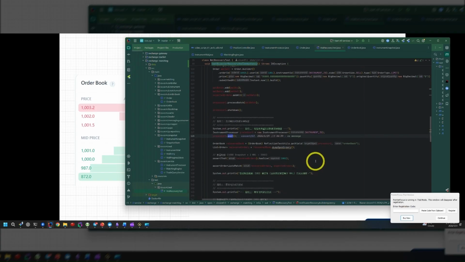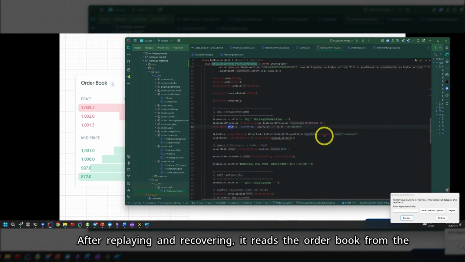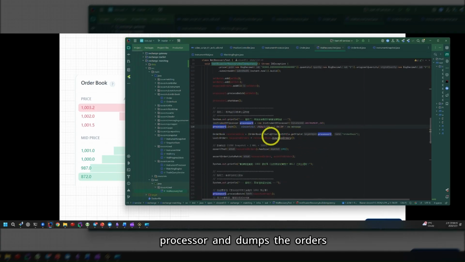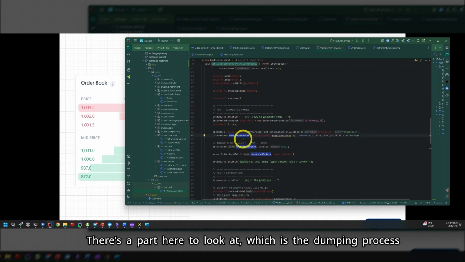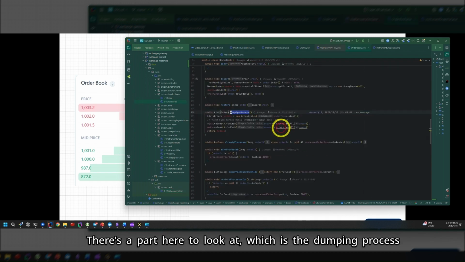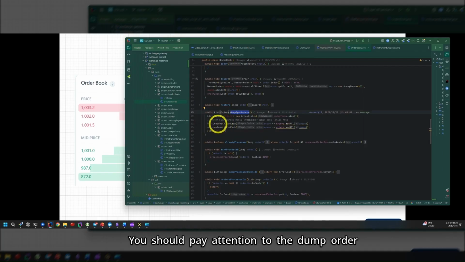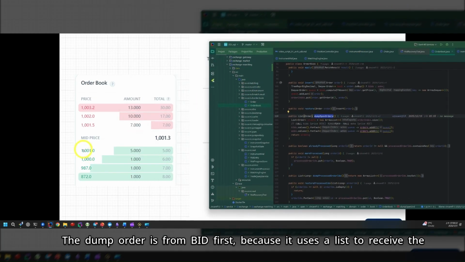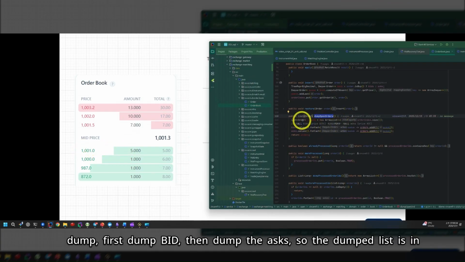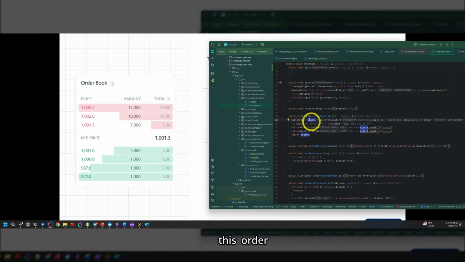Okay. After replaying and recovering, it reads the order book from the processor and dumps the orders. There's a part here to look at, which is the dumping process. You should pay attention to the dump order. The dump order is from BID first because it uses a list to receive the dump. First dump BID, then dump the asks. So the dumped list is in this order.